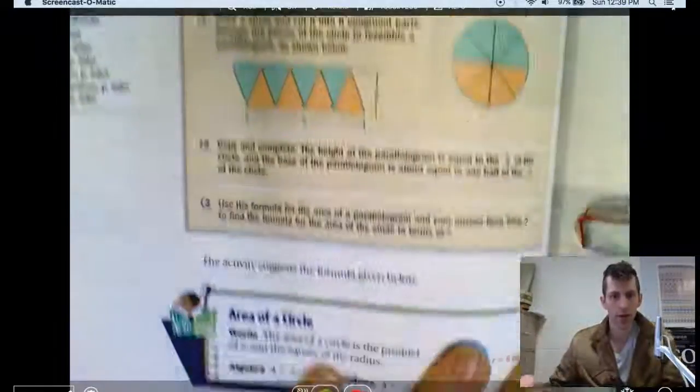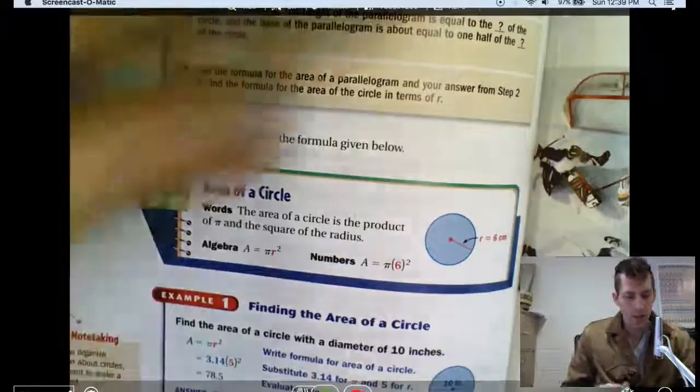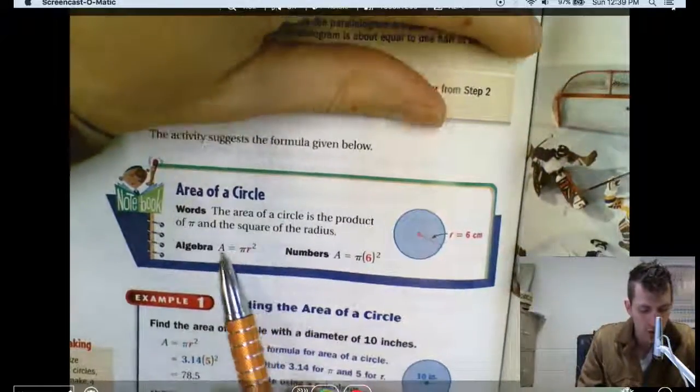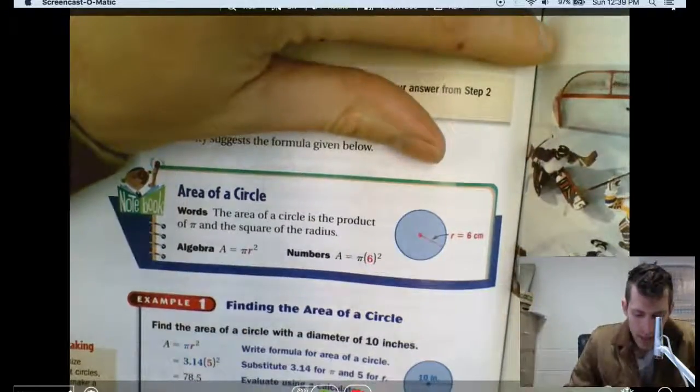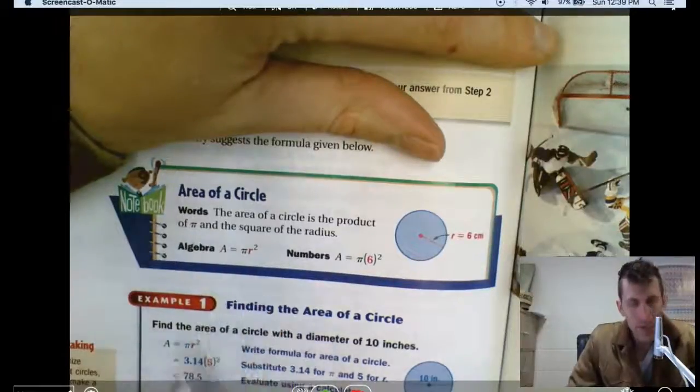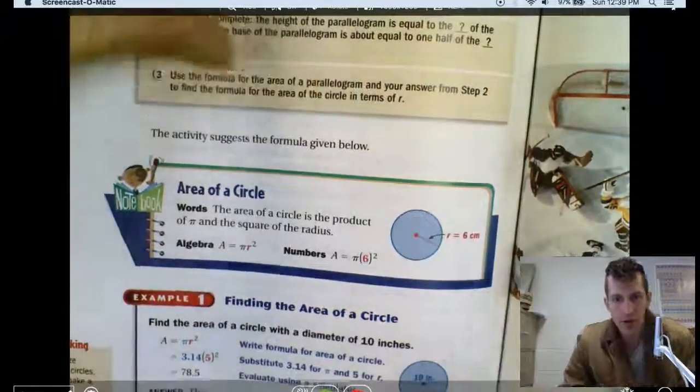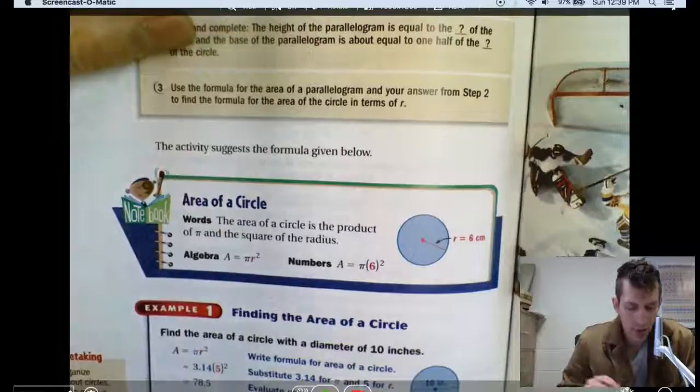Okay, so let's work with this a little bit. Let's take a look at your book. Here they give you the formula for the area of a circle. Area equals pi r squared. Oh yeah, you should know what r stands for, and you should know this already. R stands for the radius.